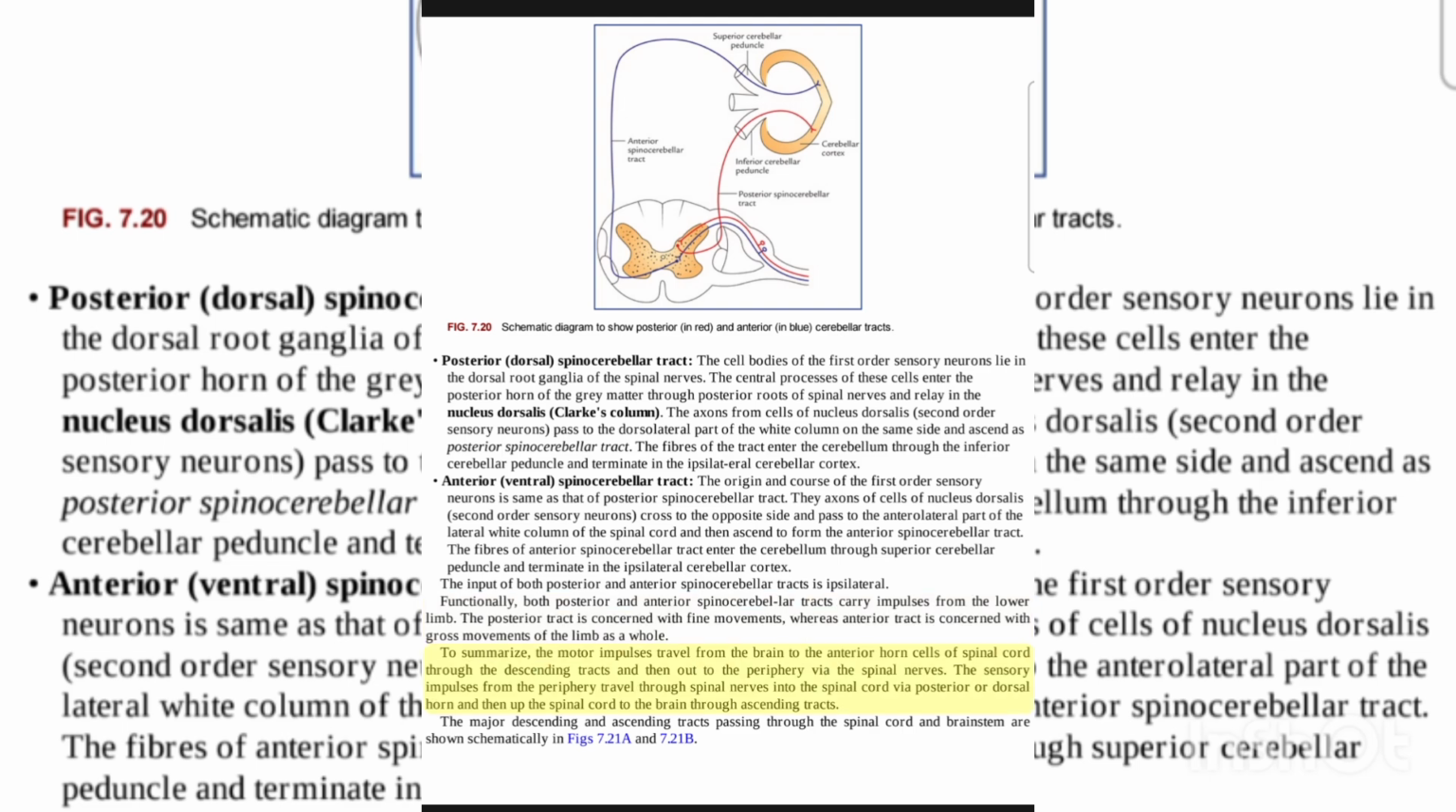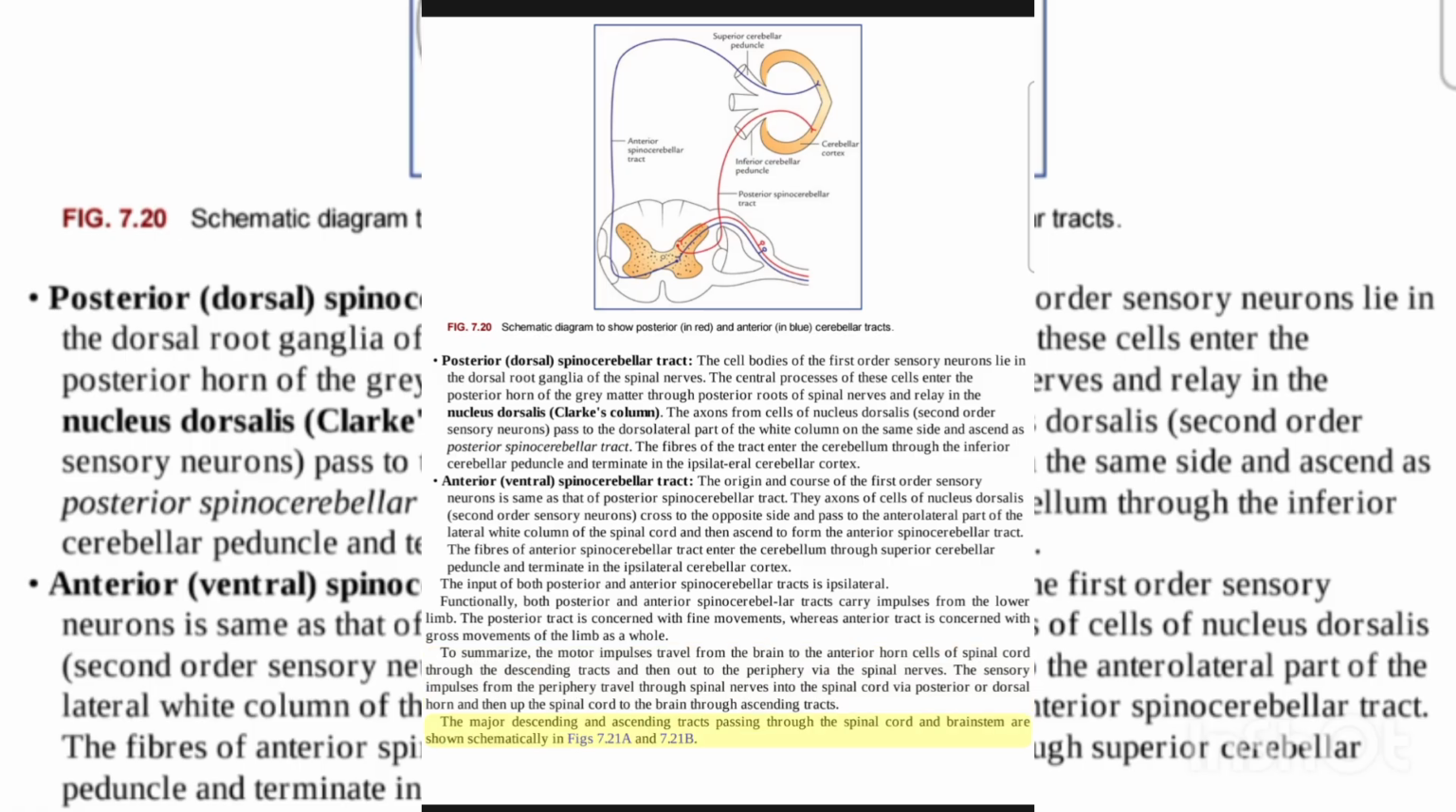To summarize, the motor impulses travel from the brain to the anterior horn cells of the spinal cord through the descending tracts and then out to the periphery via the spinal nerves. The sensory impulses from the periphery travel through spinal nerves into the spinal cord via the posterior or dorsal horn and then up the spinal cord to the brain through ascending tracts.